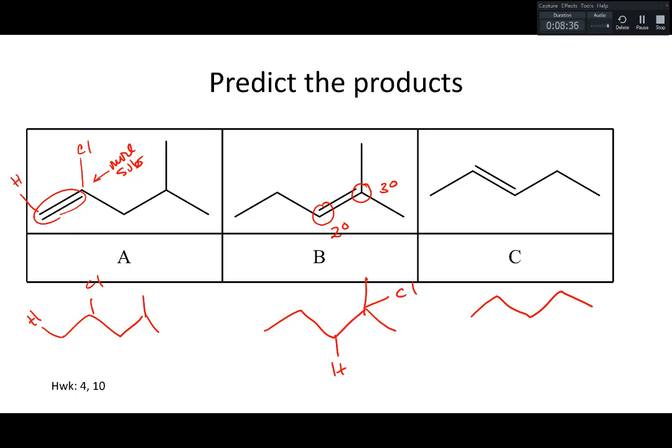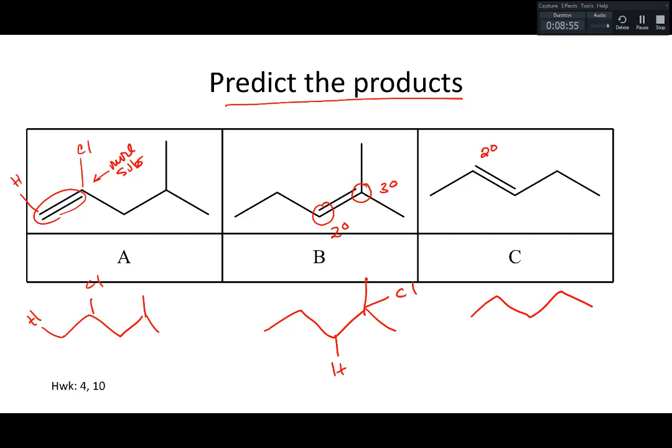And usually when people say predict the products, they do mean what the major product is. Sometimes they'll say write all products and then predict which is the major, but it could be any combination of those. Now, if you'll notice on C, and this is why I stopped, decided we'd talk about this one.